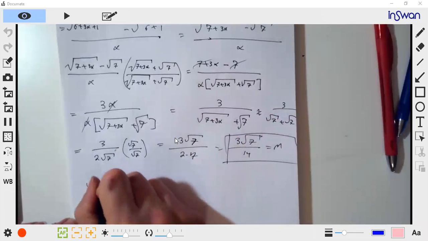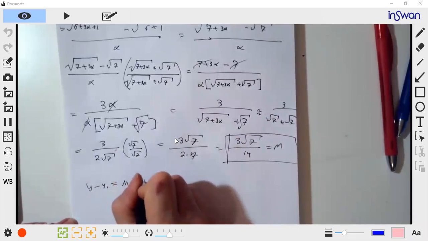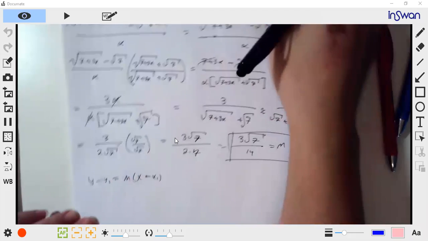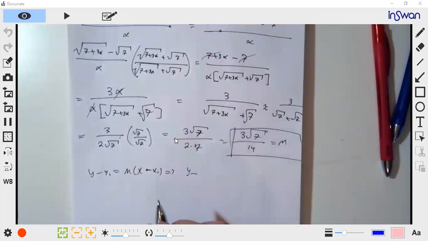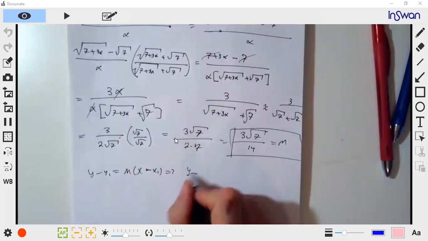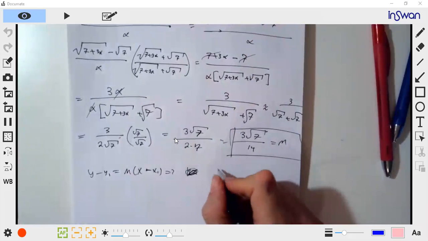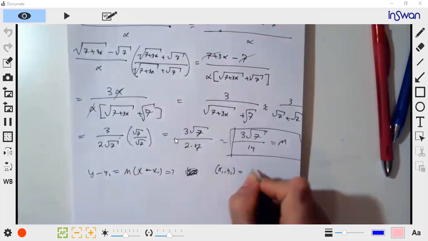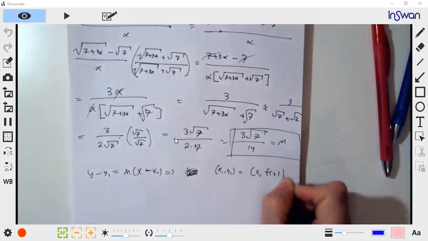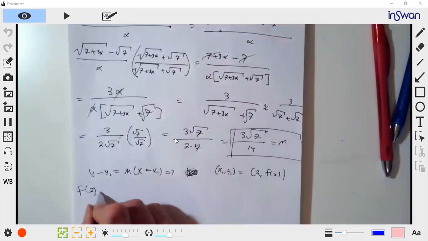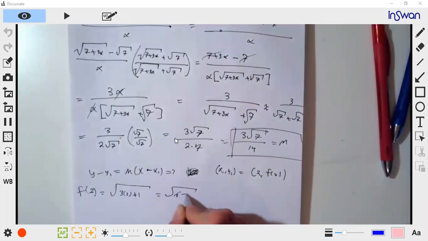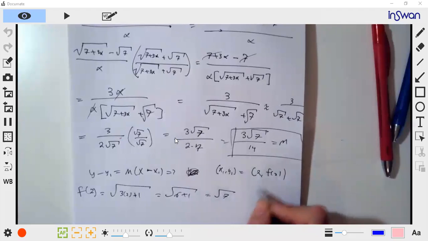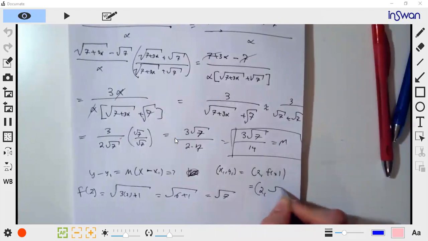And then y minus y1 is equal to m times x minus x1. Implies we got y minus, what is our x and y? Well, first let's figure that out before I jump. So x is 2, and y1 is the same thing as f of 2. Let's figure out what is f of 2. Well, that's square root of 3 times 2 plus 1. That's square root of 6 plus 1. That's root 7.